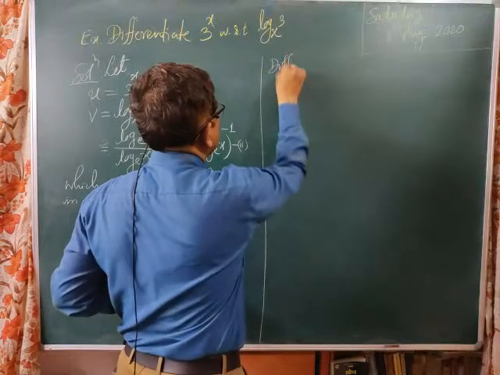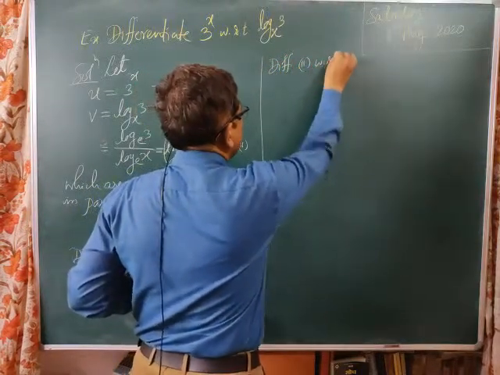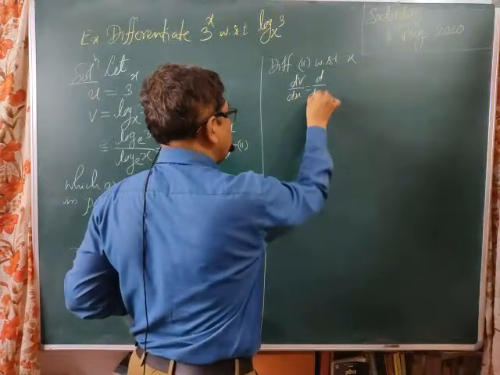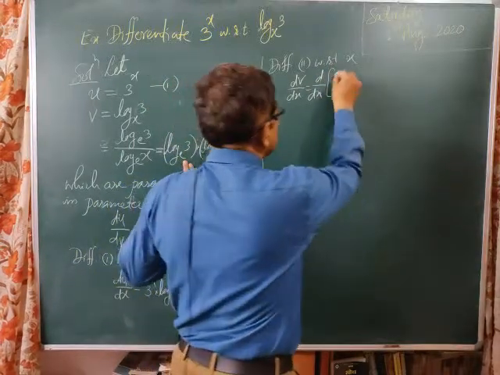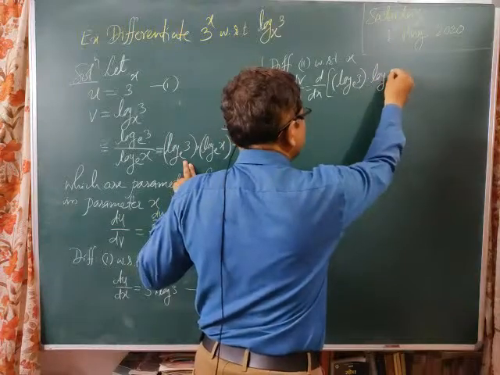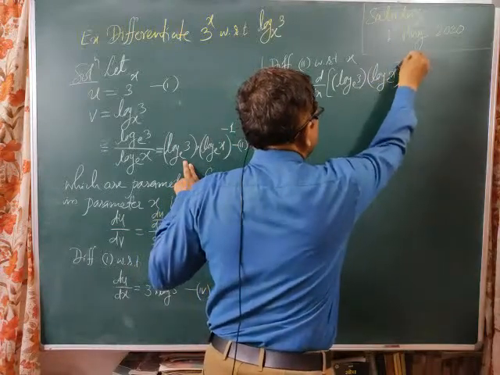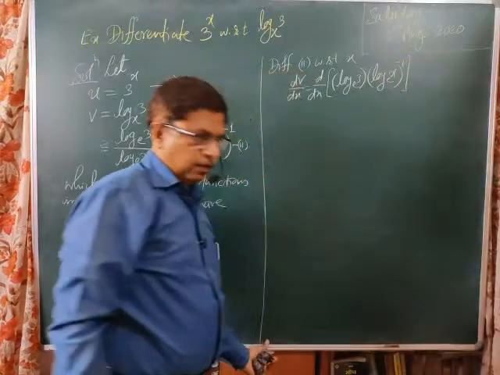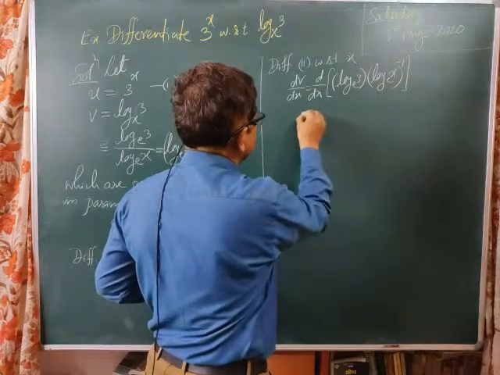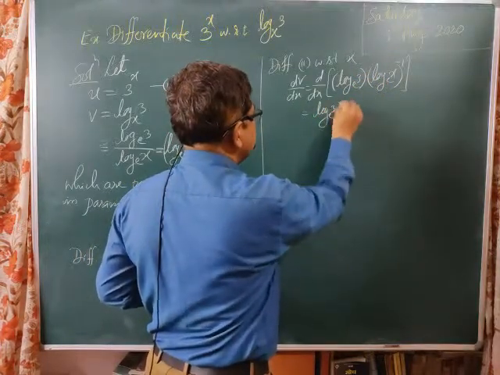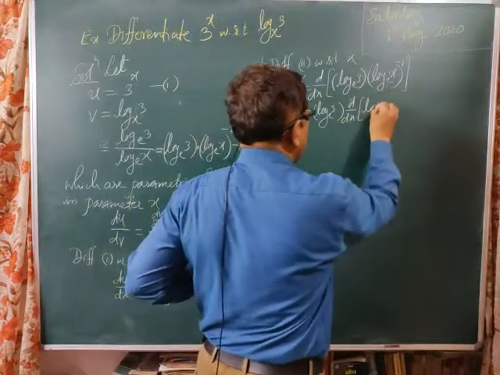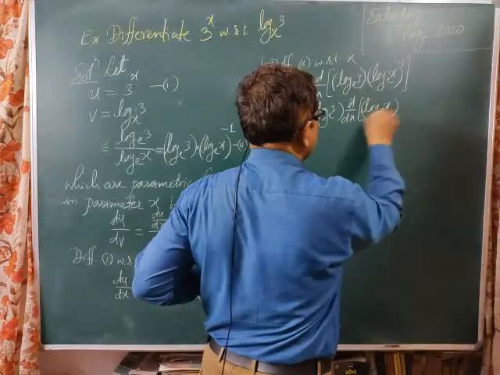Differentiate 2 with respect to x. So dv by dx is equal to d by dx of, तो सगळा फंक्शन मी लिहून घेतो. दिस इज फर्स्ट ब्रॅकेट इज log of 3 to the base e into second bracket is log of x to the base e bracket raised to minus 1. ओके, आता इथं काय बघा, हा टोटल कॉन्स्टंट आहे log of 3 to the base e. So this constant can be taken outside, log of 3 to the base e into d by dx of log of x to the base e bracket raised to minus 1.